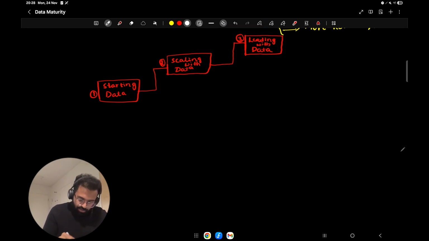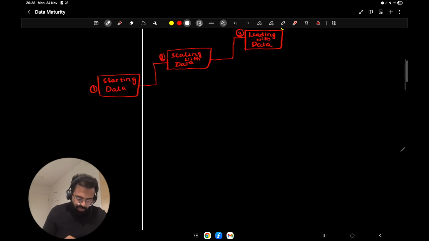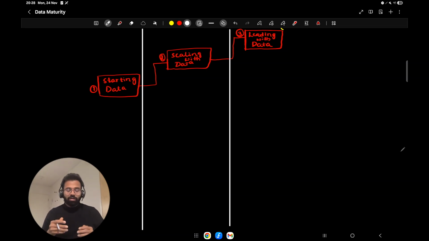Basically, in each stage, teams will be operating a little bit, or actually quite differently. Okay, let's understand how differently, how people normally function, and what kind of roles and responsibilities people normally see in these phases. Okay.